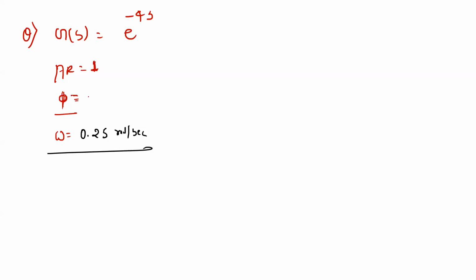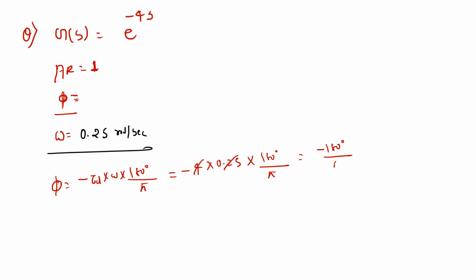And when we talk about this phi, phi is equal to what I told you, minus tau d into omega into 180 degree by pi. So tau d is 4, into omega. Omega is your 0.25, into 180 degree by pi. So this is 1, right? So that is equal to minus 180 degree by pi, so minus 180 by 3.14. So I think it will be less than 60 degree. I mean, it will be in between 55 to 60 degree, right?